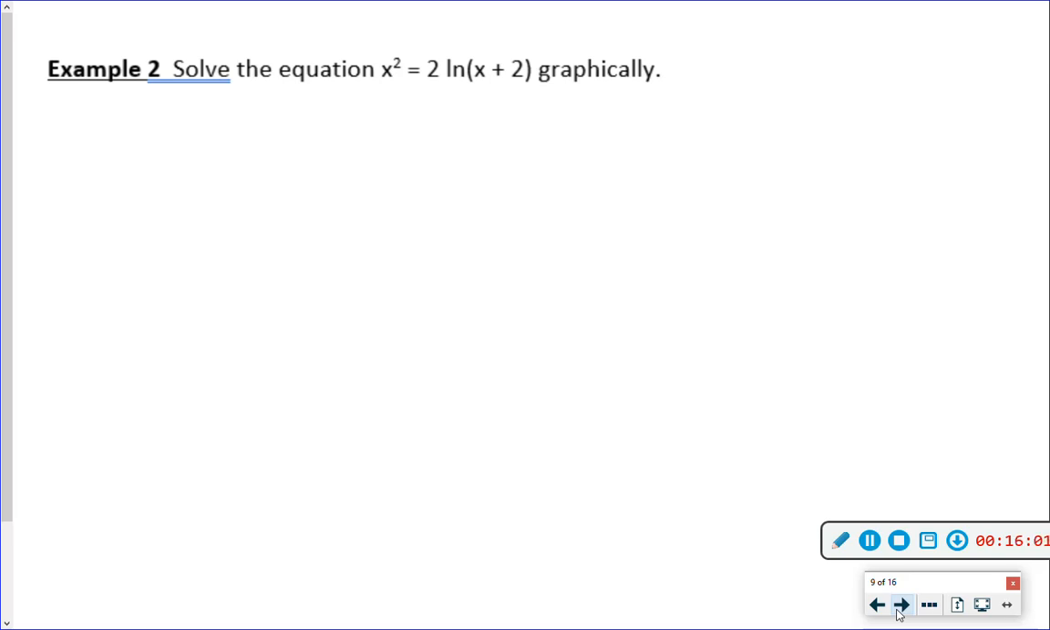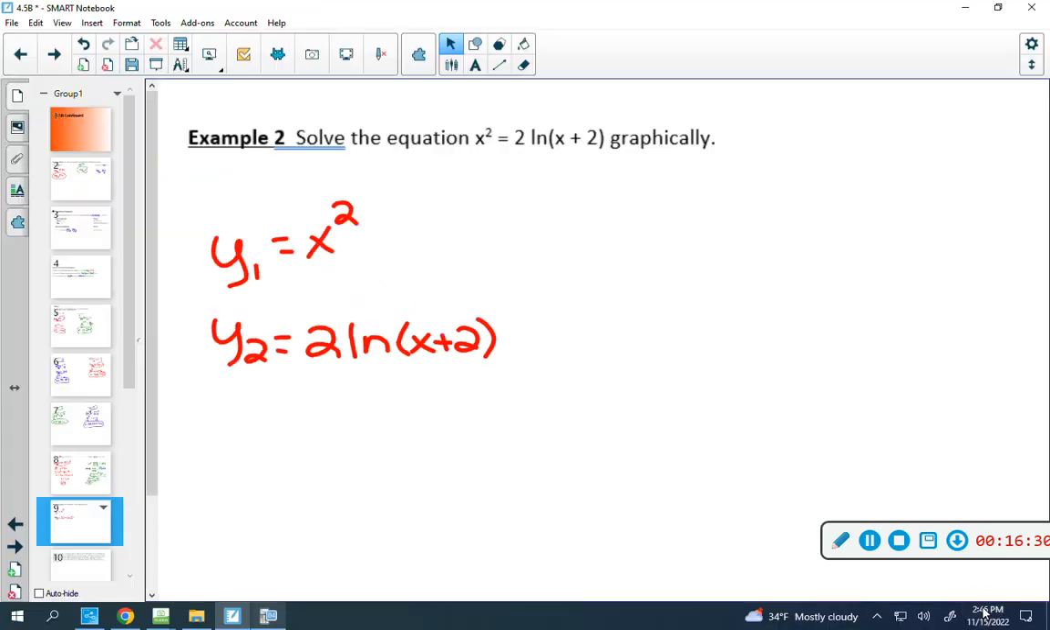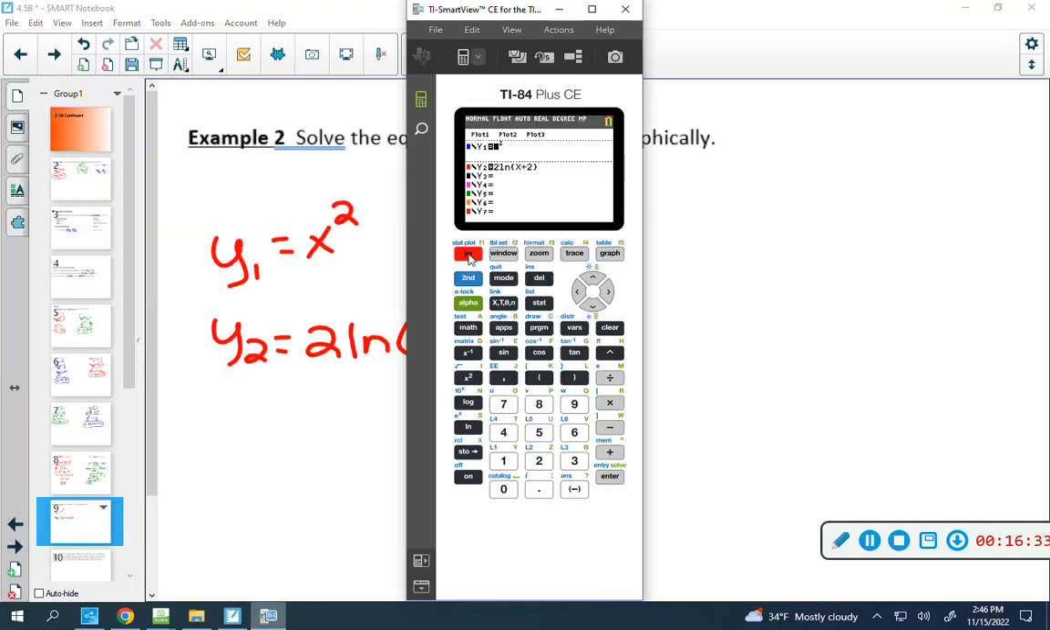Solve the equation graphically. Okay, so here's what you're going to do. In your y equals menu, and I'm going to pull up my calculator, I'm going to put the left side in my y1, so I'm going to put x squared as y1, which we should just know right now what sort of shape of a graph is that going to be? Parabola. And then I'm going to put the right side as my y2. So I'm going to type those both in. I'm going to hit graph. And I cheated and I typed them in earlier because you know how slow I type on this thing. So type them in, hit graph.